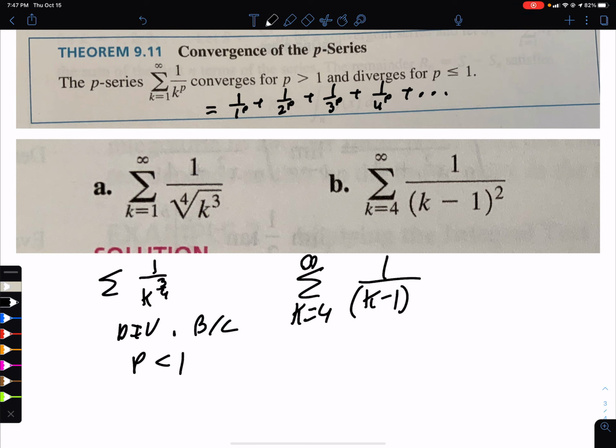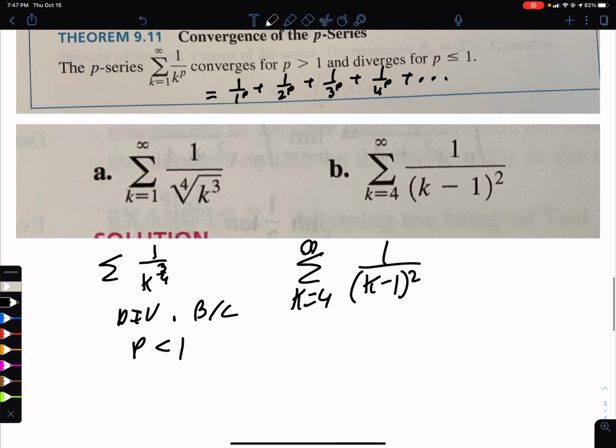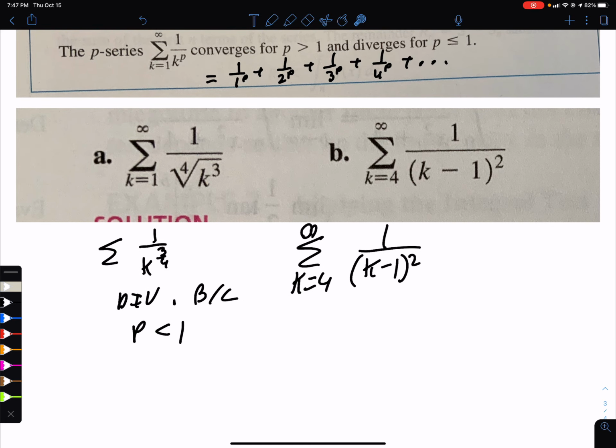This one takes some thunking, but it's good thunking. Alright. I might say to myself, man, if this were only k squared, I could say for sure this is a convergent P series because p is greater than 1. How can I do that? Let's look at what these terms are. Let's plug in some numbers.